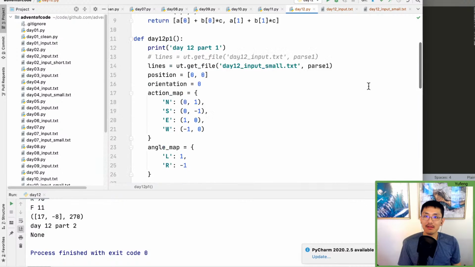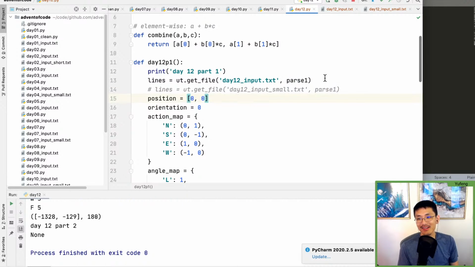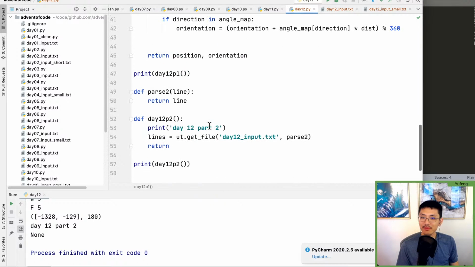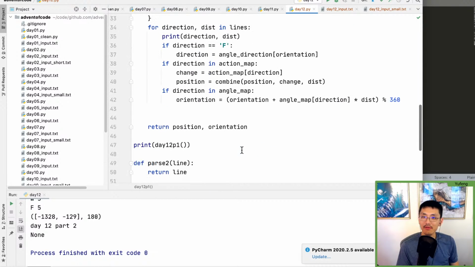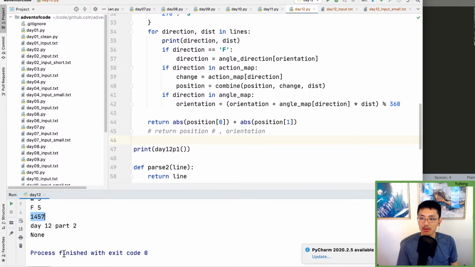And so let's try the whole shebang, not having tested anything, but you know, hey, maybe it'll work. So we want the sum of positions. So position at 0 plus position at 1, ABS, ABS, return. Cool.